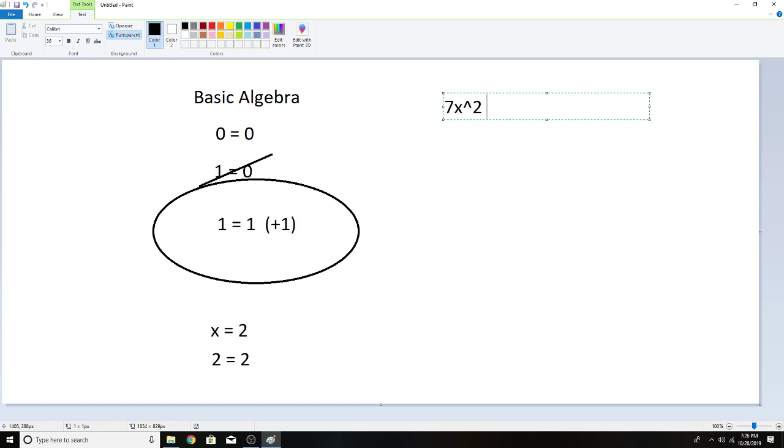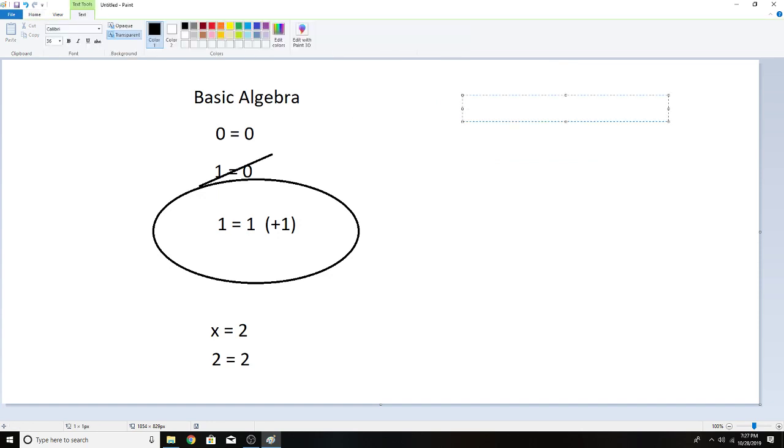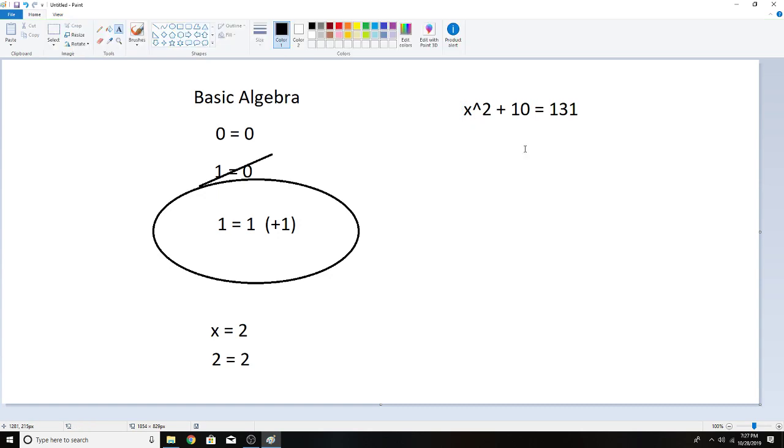7x squared plus 10 equals, let's say, 120. This is a bit complicated for me, but we'll go for it. In fact, let me think. Sorry, it's taking too long. I'll just use a simple x squared, but plus 10 equals 131. Right, cool. So 131.